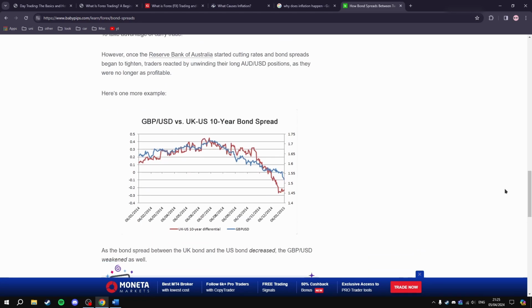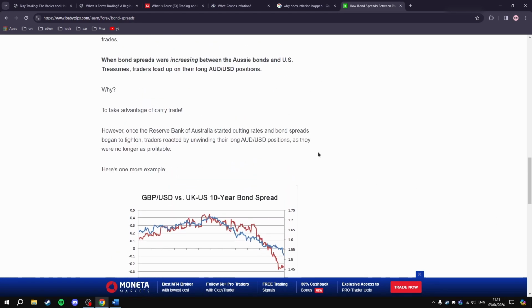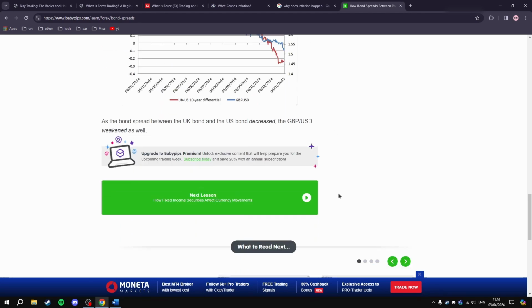So if the bond spread is decreasing, then traders were basically selling their long GBP USD positions because it's just not as profitable as it was before when it was a carry trade. Yeah, I hope that makes sense. Okay.